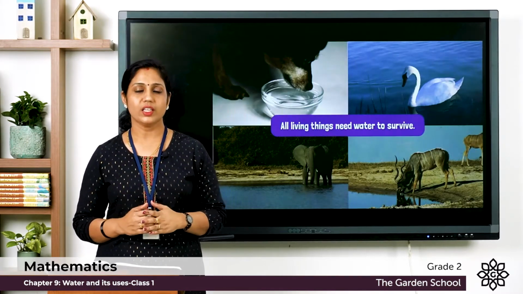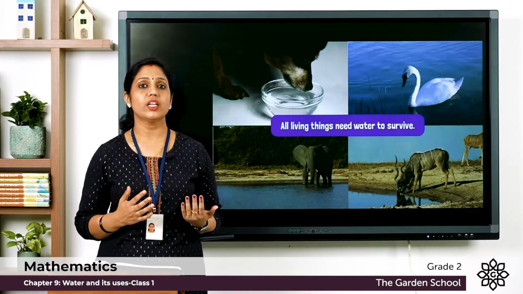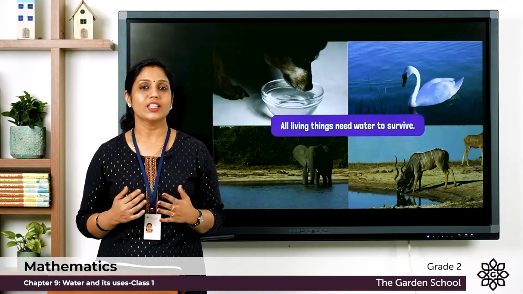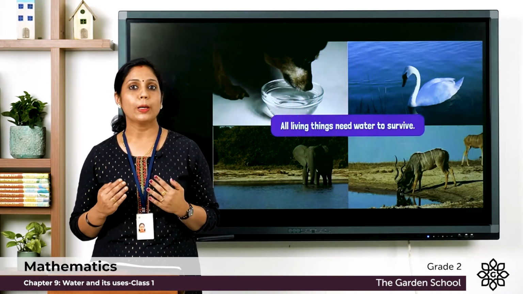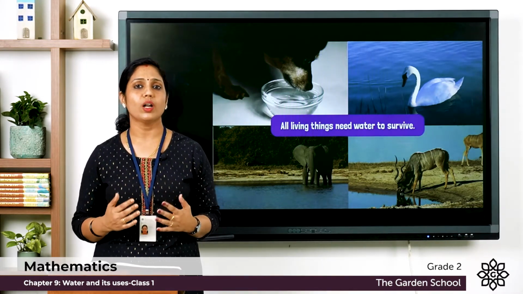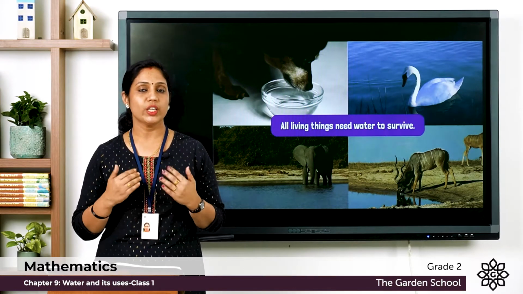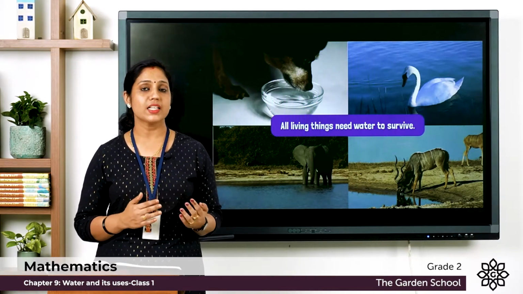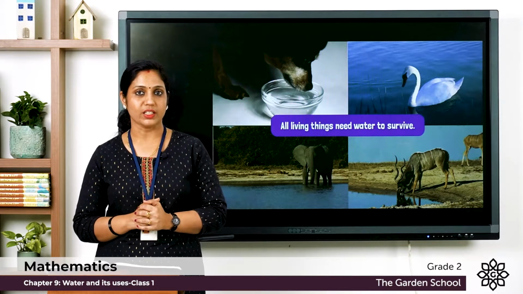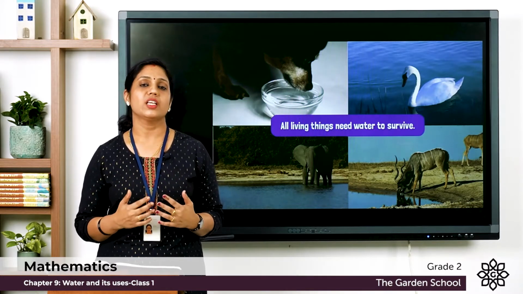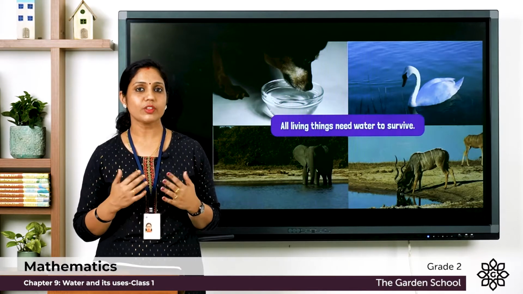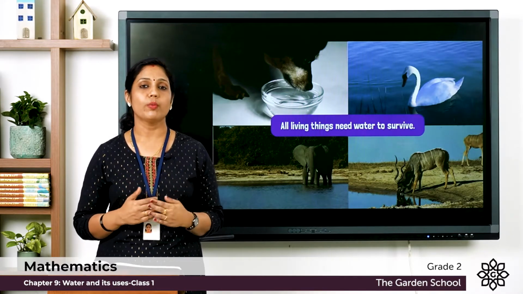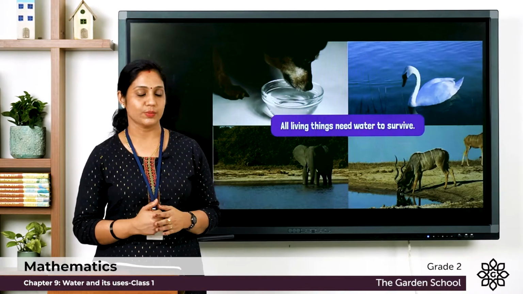So all living things need water. We have already learned what living things are. So what are living things? The things that move, grow, breathe and so on, we call them living things. So we humans are living things. Plants and animals are also living things. So all living things need water to live. We also need water to live, right? So today let's learn more about water and its uses.